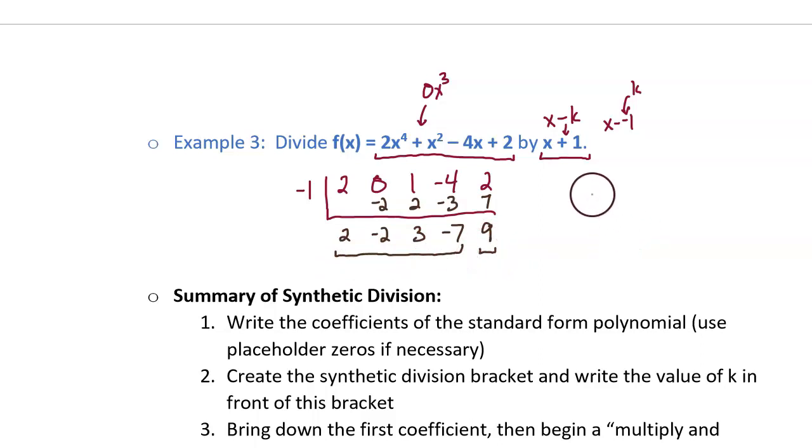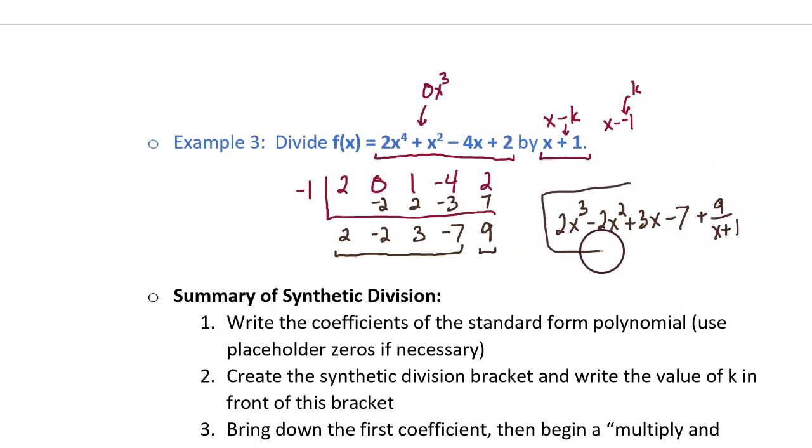So here we go. We're going to make our answer. 2x cubed minus 2x squared plus 3x minus 7. Now the remainder, plus 9 over x plus 1. I hope you noticed that on all three of these division problems, when we wrote the quotient down, the first term of our answer had a degree that was 1 less than the degree of the original polynomial. Synthetic division reduces the degree of the polynomial.